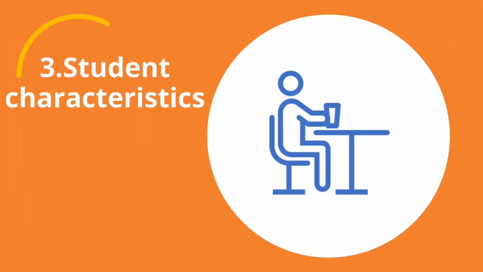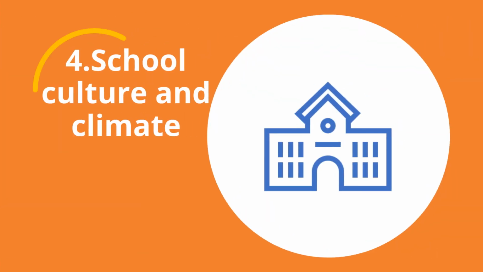Thirdly, the characteristics of students, such as their abilities, interests, and prior knowledge, can affect how well they are able to learn and engage with the curriculum. Fourth, the culture and climate of a school can impact how well the curriculum is implemented. A positive and supportive school culture can encourage teachers to engage with the curriculum and students to learn effectively.